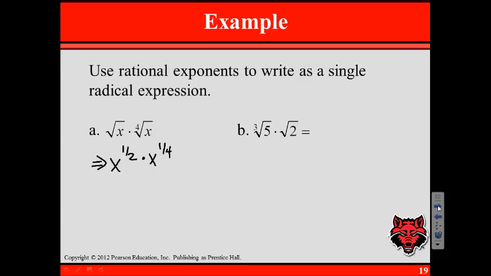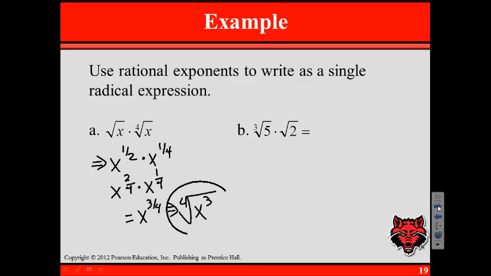We get common denominators, so we need a 4 in the first denominator. Once you get a common denominator, it will become x to the 2 over 4 times x to the 1 over 4, which is x to the 3 over 4. But we don't want to leave it in this form. We're going to change x to the 3/4. The number on bottom tells us the index, so the 4th root of x to the 3rd power.